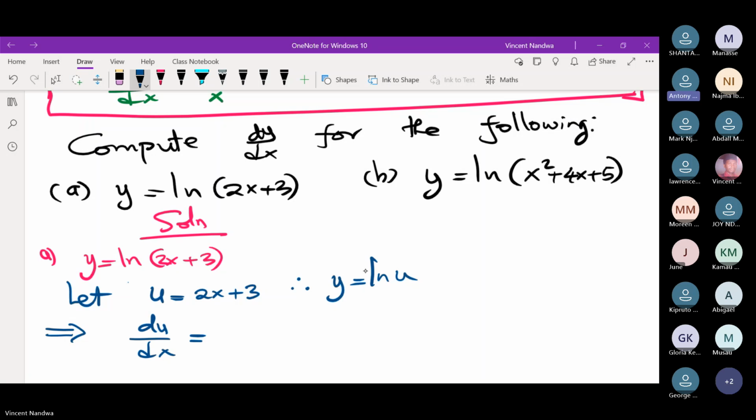So this implies du/dx will be? Using just the power rule, 2. And what will be dy/du? So remember y is ln of u. So what is dy/du?